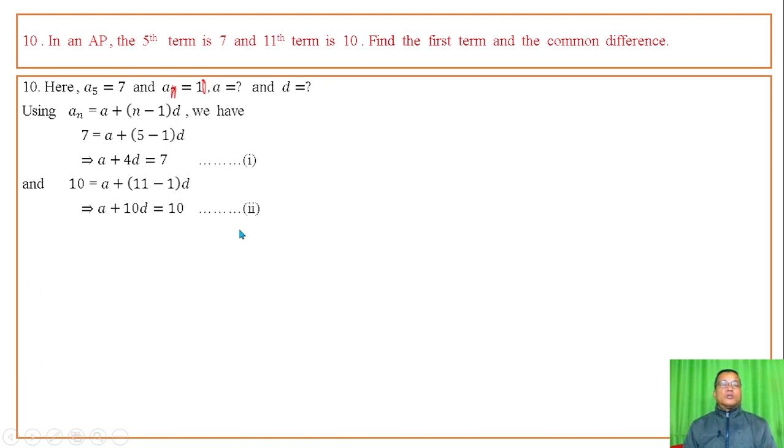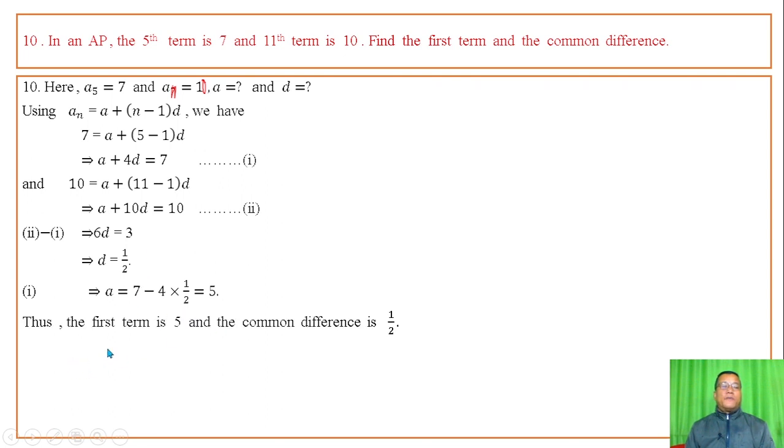Simplify to equation 2. To eliminate a, make the coefficient of a the same, multiply equation 2 by 1 and subtract: 6d minus 4d gives 60, and 10 minus 7 gives 3. The value of d is half. Substituting the value of d into equation 1, we get the value of a as 5. Thus the first term a is 5 and the common difference d is half.